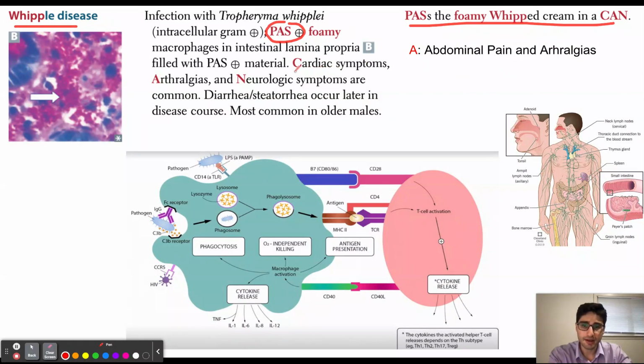So we're going to have cardiac symptoms and neurological symptoms later on in the disease process. And the bacteria can also spread to the joints and cause arthralgias. And First Aid didn't have abdominal pain as a second A, but I put it here just because it is such an important finding for Whipple disease.